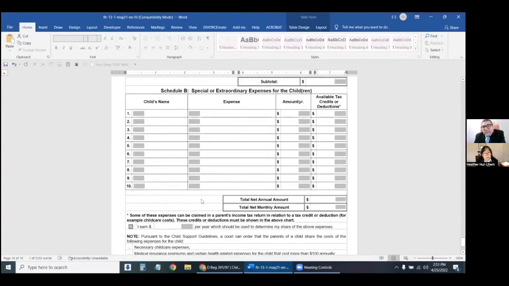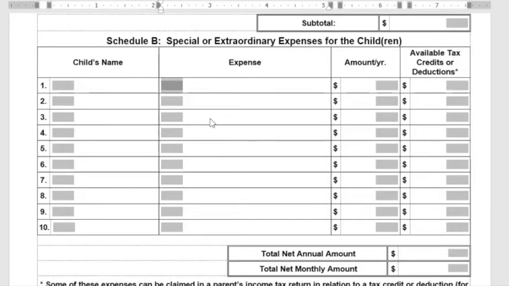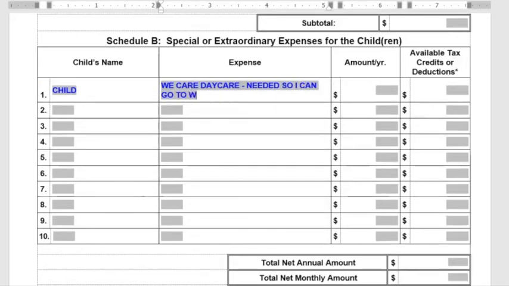The chart here asks you to name the child, name the expense, the amount, and the tax credit or deduction, which we'll talk about as number 3. It doesn't explain why you're listing them. Okay, and so let's say the child's name is CHILD, I'm just doing it in caps for easy reading, and then the expense is daycare. Let's say it's We Care Daycare, fine. Okay. Right. Needed so I can go to work.